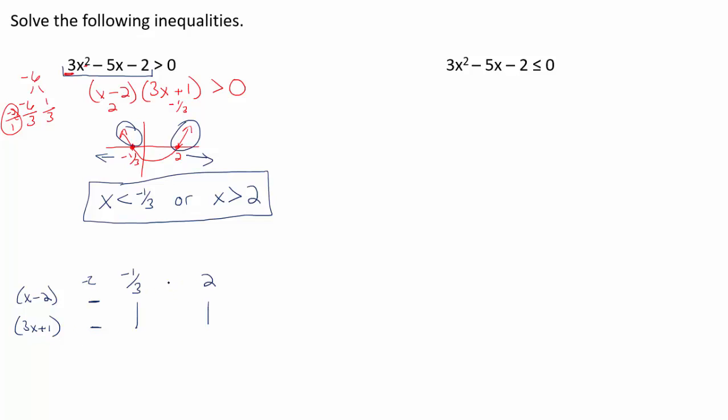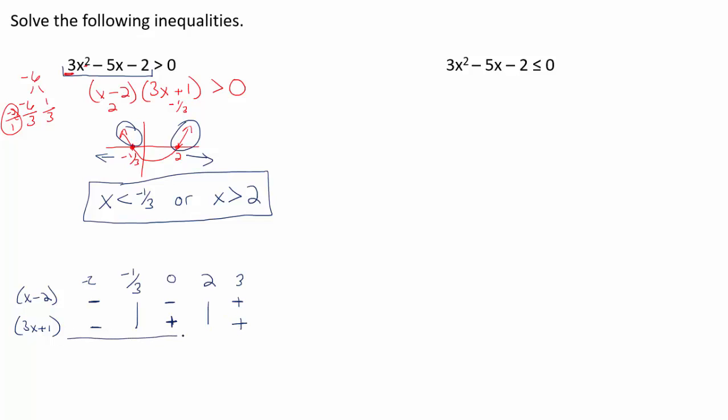Then I'm going to pick a value in here, and the easy one between a negative and positive number is 0. If I plug in 0 here, I get a negative out. And if I plug in 0 here, I'm going to get a positive. Then I'm going to pick a number to the right of 3. 3 minus 2 is going to give me a positive value, and if I plug it in here, I'm going to get 10, which is a positive value.